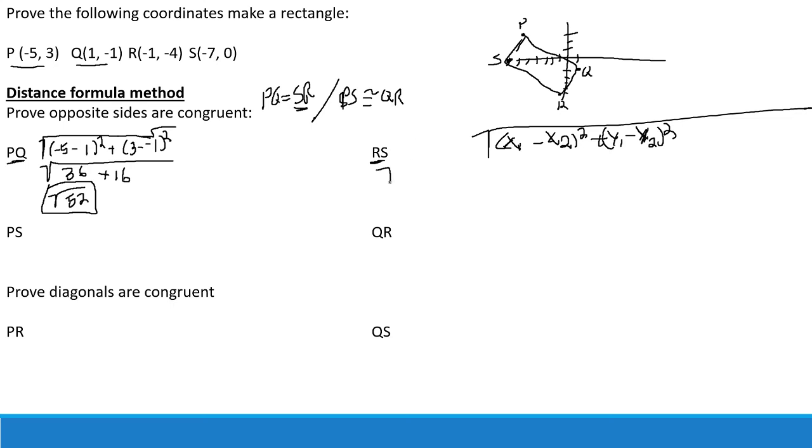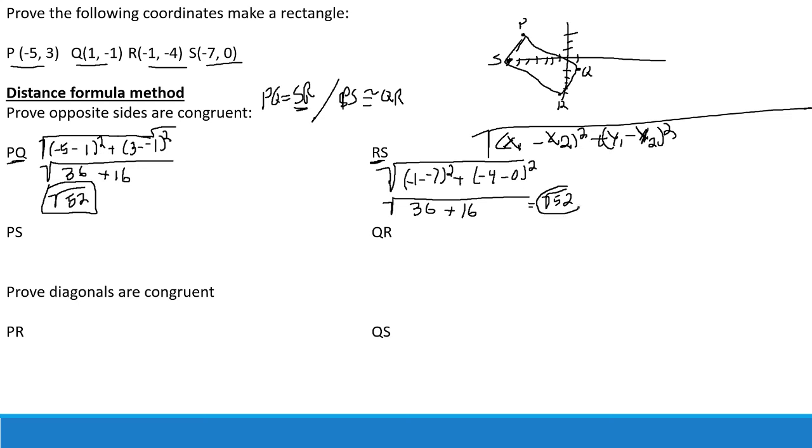So let's check. So for RS, so R and S, my x's would be negative 1 minus negative 7 squared plus negative 4 minus 0 squared. So let's see what this ends up here. This would be negative 1 plus 7, which would be 6 squared, which would be 36. This would be negative 4 squared, which would be 16, and that would also indeed give me root 52. So far, this first relationship checks out. So PQ is congruent to SR, which is good. Now I need to check the other pairs, so PS and QR. So let's do these real quick.